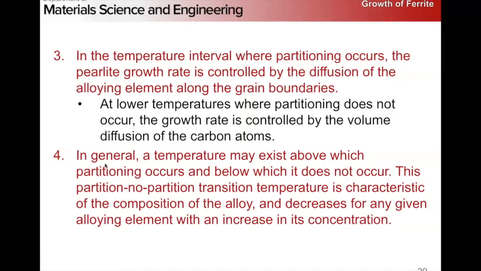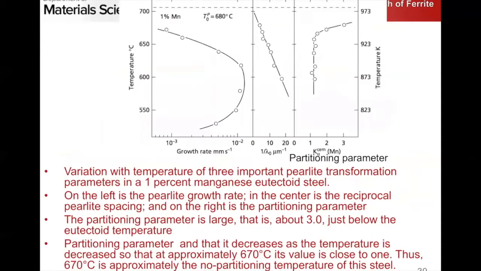But in general, there's going to be some temperature above which partitioning does occur and below which it's not going to occur, right? And this is a no partition transition temperature. It's a characteristic of the composition of the alloy, and it's going to decrease for any given alloying element, right? And increase with its concentration. So the more supersaturated our alloying elements become, the greater this partitioning happens.